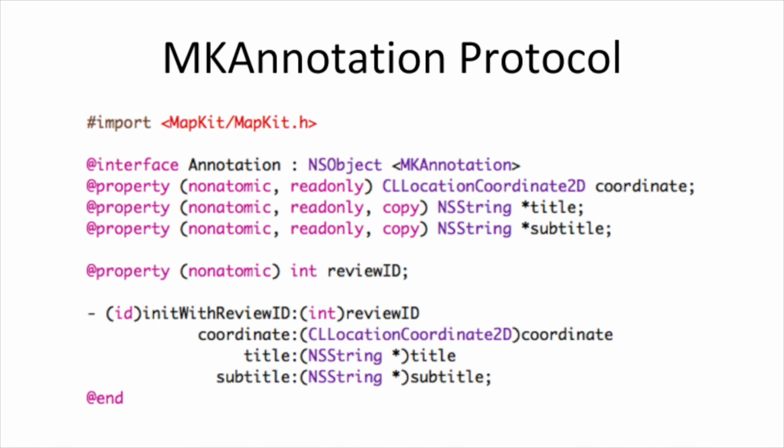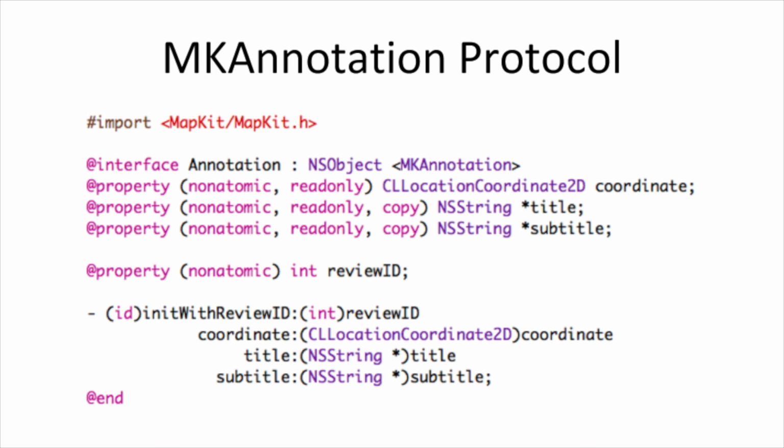So, when we create our class, we have to implement the MKAnnotation protocol. And as you can see, our class is a subclass of NSObject that implements our MKAnnotation protocol. And you must implement three properties: a CLLocationCoordinate2D, which contains our latitude and longitude, and two NSStrings, which store the title and the subtitle that we're going to display on the pin.